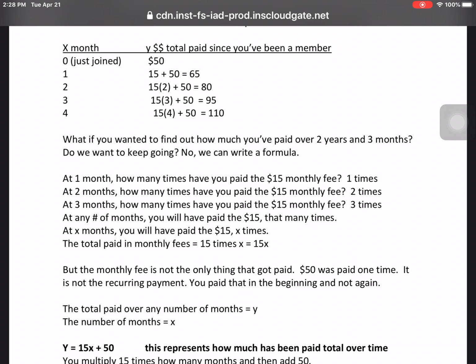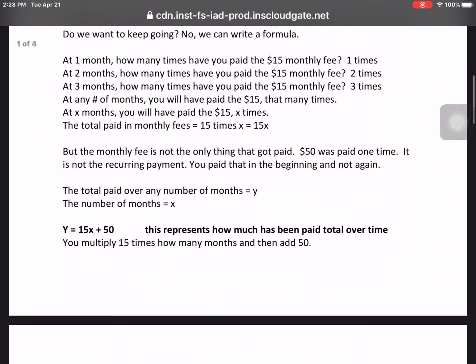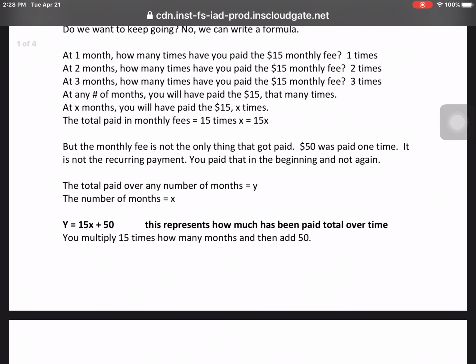At 1 month, you've paid 15 one time. At 2 months, you've paid that 15 twice. At 3 months, you've paid the 15 3 times. So at any number of months, you can find out how much you've paid in that 15 by multiplying 15 times however many months. X represents months. So the total you've paid in monthly fees would be 15 times how many months you've paid.